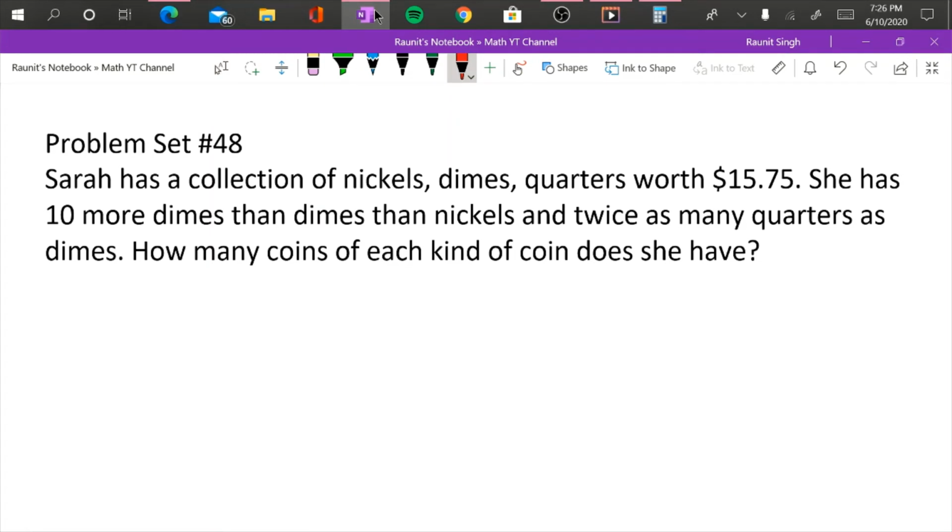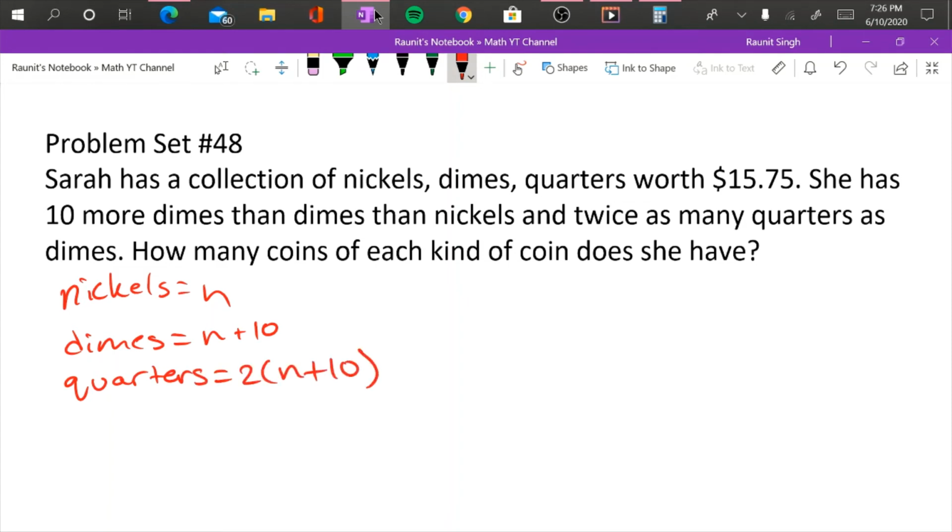The problem says that Sarah has a collection of nickels, dimes, and quarters worth $15.75. She has 10 more dimes than nickels and twice as many quarters as dimes. How many coins of each kind does she have? So we're going to have our nickels be n, our dimes are going to be n plus 10, and our quarters are going to be 2 times n plus 10.